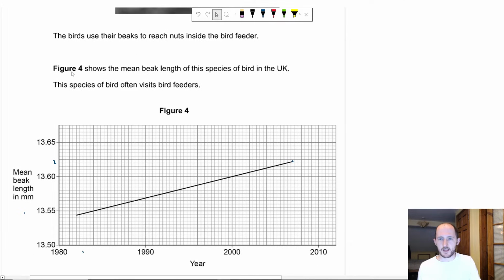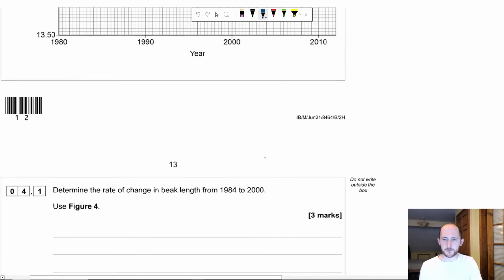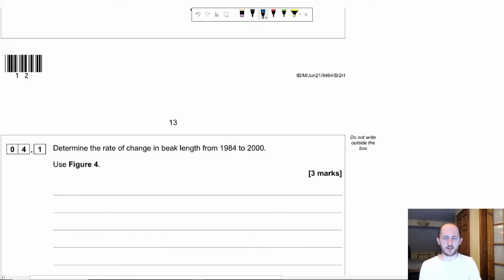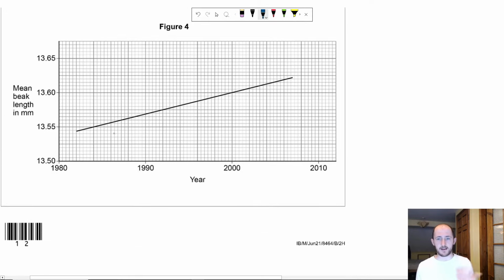Let's go. It shows the mean beak length of this species of bird in the UK, and the species often visits bird feeders. That's a pretty key piece of information that we're going to use later on. As you can see, there's an upward trend, so the beak length is obviously getting bigger. We need to determine the rate of change. Whenever they say that, they just mean find the gradient, because the gradient is the rate of change.